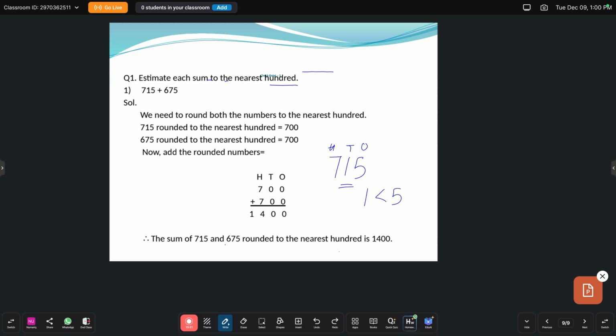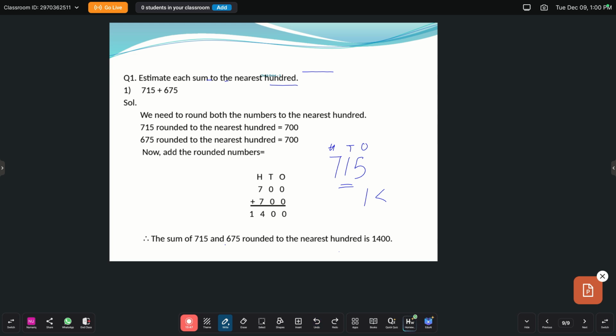That means we have to round this 715 to the same 100. Why? Because the digit at tens place is 1 and 1 is less than 5. So we will round this 715 to the same 100. Okay, we will write it as 700.